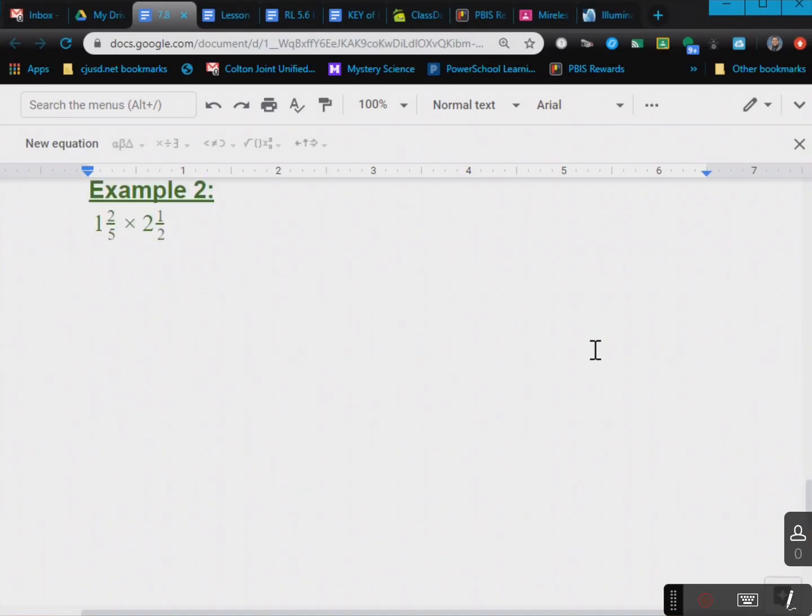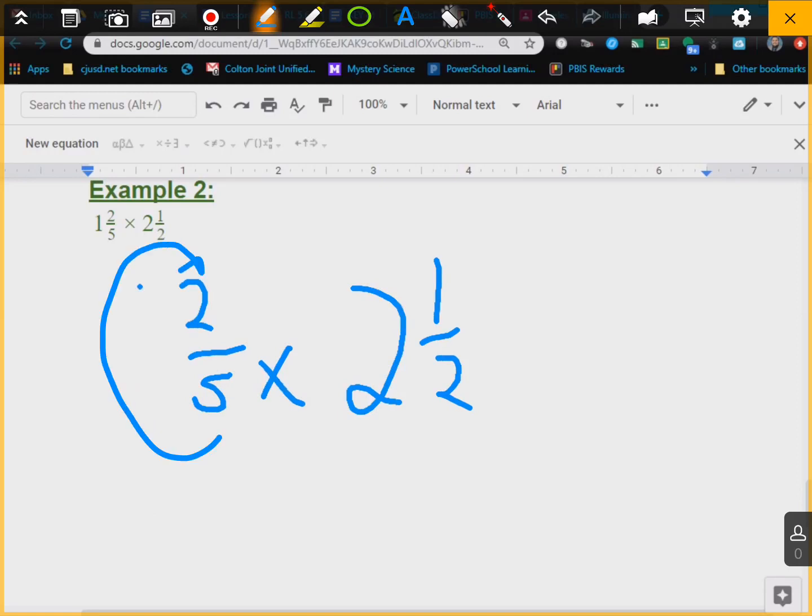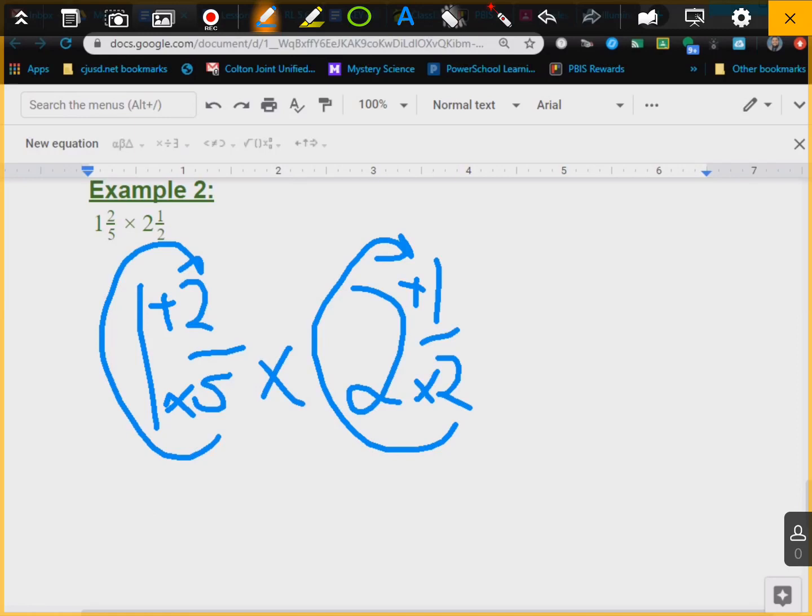All right, so let's do the last example. We have 1 and 2 over 5 times 2 and 1/2. So I'm going to convert these into improper fractions. I'm going to multiply the denominator times the whole number and add the numerator. Okay, 5 times 1 is 5, plus 2 is 7, so I got 7 over 5. 2 times 2 is 4, plus 1 is 5, that's 5 over 2. So I have 7 over 5 times 5 over 2.